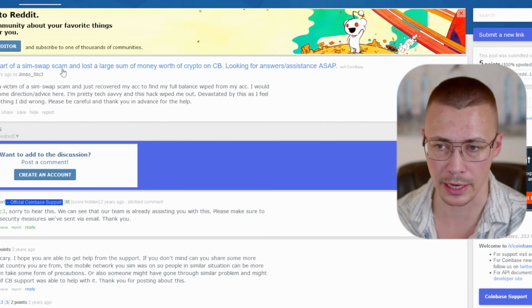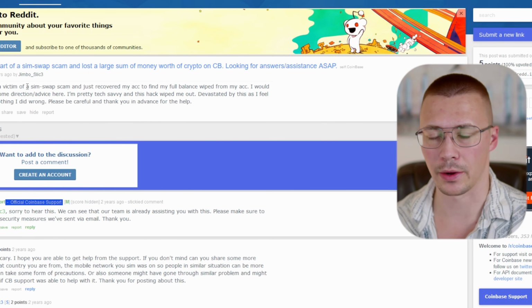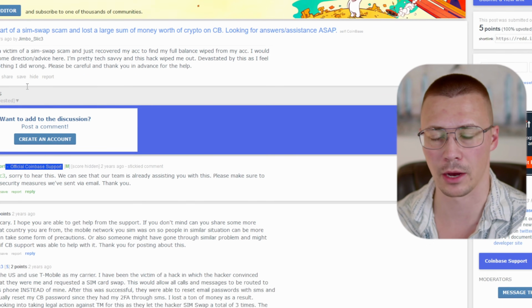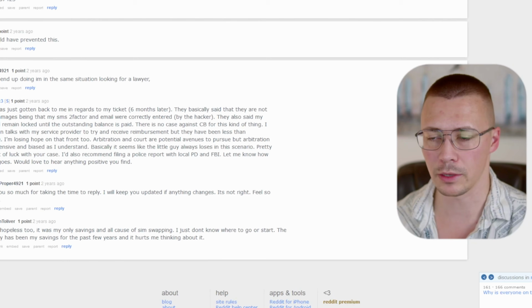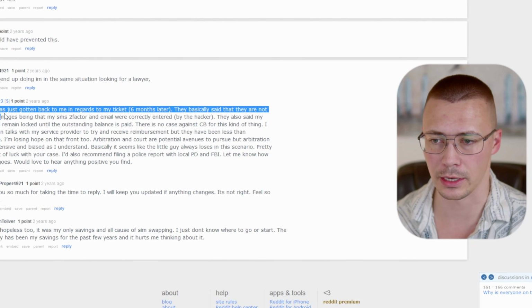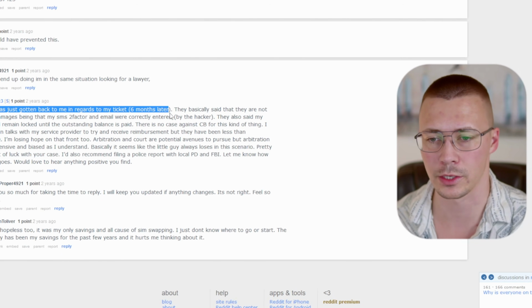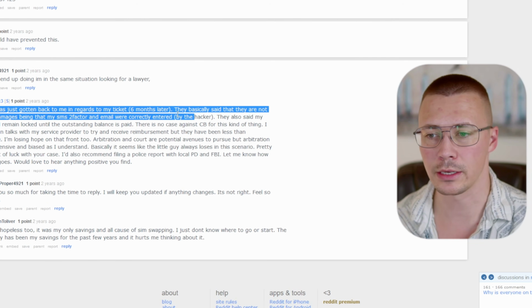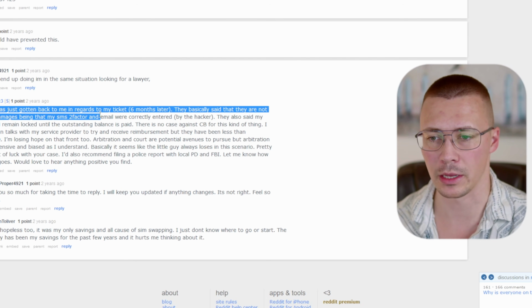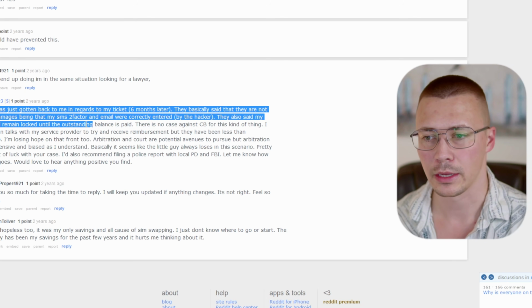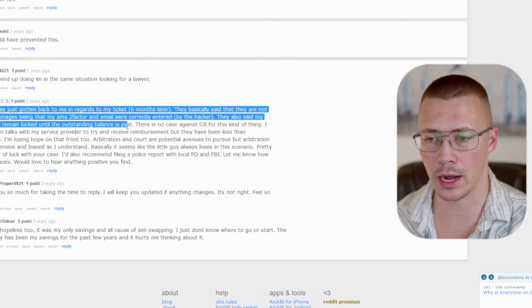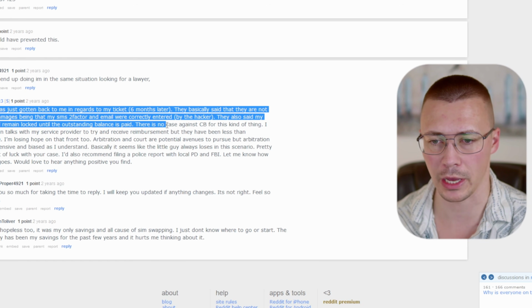So here's another quick example. This poster on Reddit was talking about how he was a victim of a SIM swap scam and his Coinbase account was hacked. For those that don't know, Coinbase is a cryptocurrency exchange. The thing that we're just going to take a look at here real quick is it says, Coinbase has just gotten back to me in regards to my ticket 6 months later. They said they are not liable for damages, being that my SMS two-factor and email were entered correctly by the hacker. They also said my account will remain locked until the outstanding balance is paid.